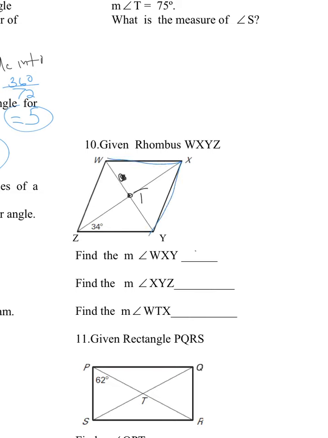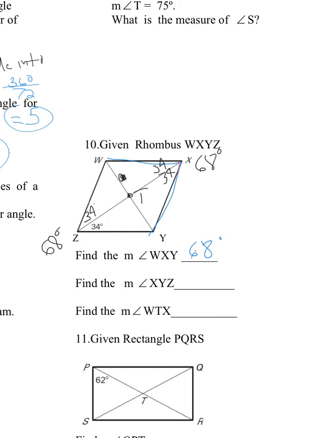So a couple things we need to go back and do. We said diagonals in a rhombus bisect opposite angles. So this 34 means you also have a 34 right there. And the opposite angle is going to be the same. So 34, 34, which makes each of these 68. So 68 right there.